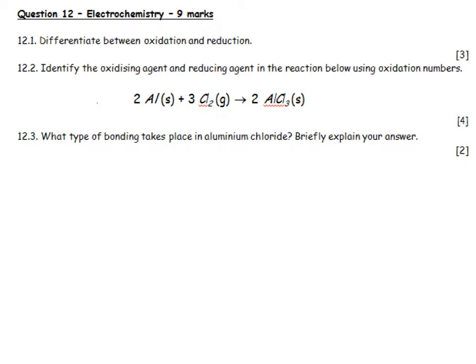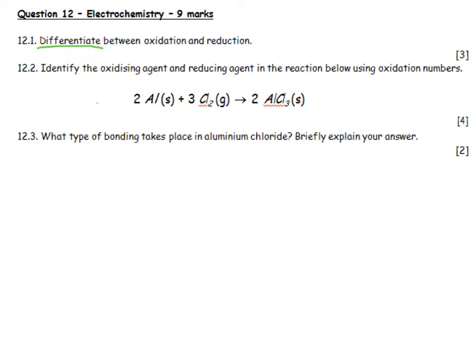So if we have to differentiate between oxidation and reduction, that's just bookwork. Oxidation is the loss of electrons, whilst reduction is the gaining of electrons. Electrons are transferred. That's also a pretty good thing to put in when you're differentiating, because both of them involve the transfer of electrons, but oxidation is the loss of electrons and reduction is the gaining of electrons.